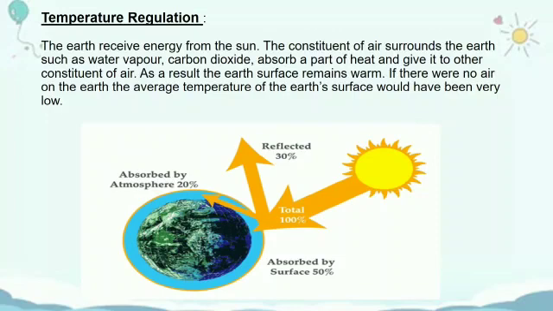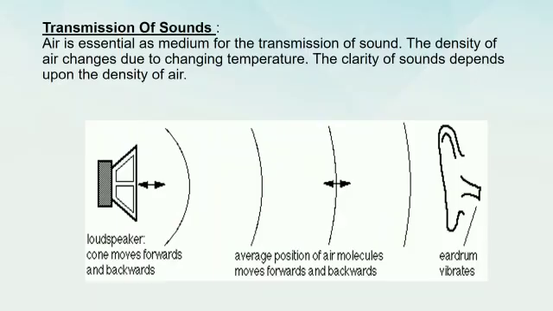The constituents of air surrounding the Earth, such as water vapor and carbon dioxide, absorb a part of this heat and give it to the other constituents of air. As a result, the Earth's surface remains warm and thereby becomes suitable for the living world on the Earth. If there were no air on the Earth, the average temperature of the Earth's surface would have been very low.